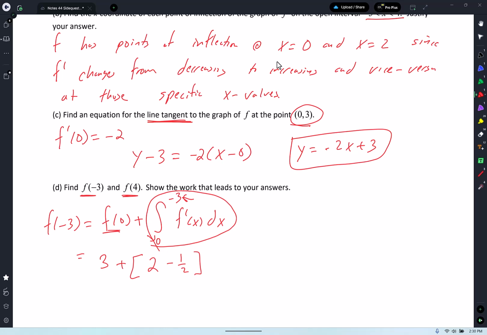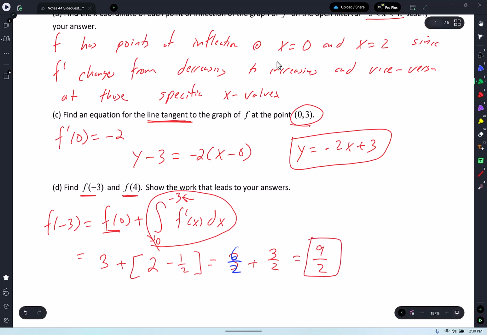Okay. By the way, do you have to simplify this? No. If you're scared, you can leave it alone. But guys, we're not scared. 3 plus 2 minus a half, that's 1.5, so that's 3 halves. So I'm going to turn that 3 into 6 over 2. Right? 6 divided by 2 is 3. So I see 9 halves. There's my answer. Let me go to the other one. That's F of negative 3.